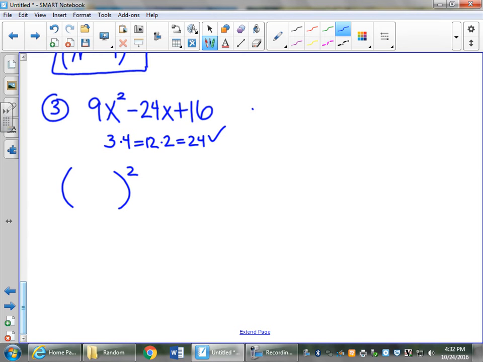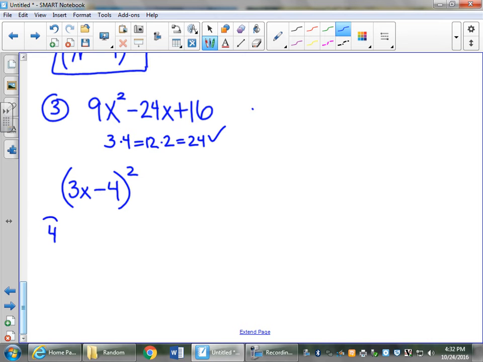Square root the first and last, and I will get 3x minus 4 because I'm getting the sign of the middle. If I were to redistribute this out, like 3x minus 4 times another 3x minus 4, you will end up getting this middle term of negative 24x. So even though you're not using the negative 24x to help you factor, it will be present if you redistribute your factors out.